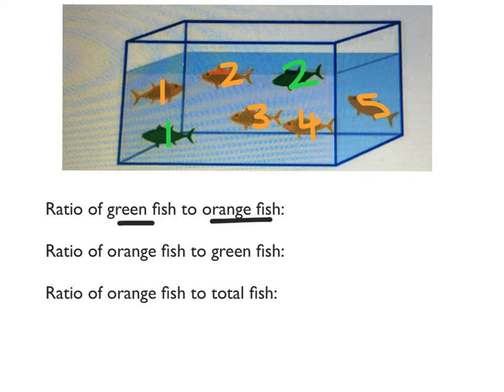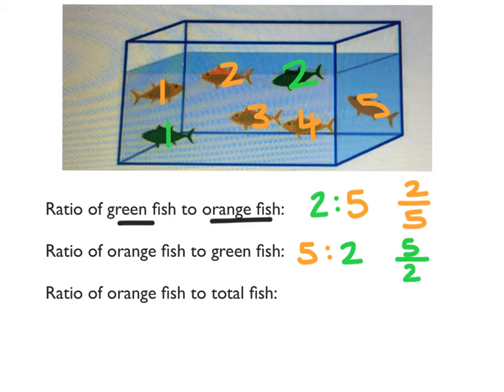Well, I have 2 green fish, so I'll write 2. I'll just use a colon. Compared to my orange fish, there are 5. There is my ratio, 2 to 5. You could also write it like this, 2:5, or you could use the word "to." So there is the ratio of green to orange. Now, I might ask you a little bit different. I might say, what's the ratio of orange fish to green fish? In this case, you'd want to put the orange fish first. So I'll put 5 compared to 2. Or I'll write 5 as a fraction over 2.